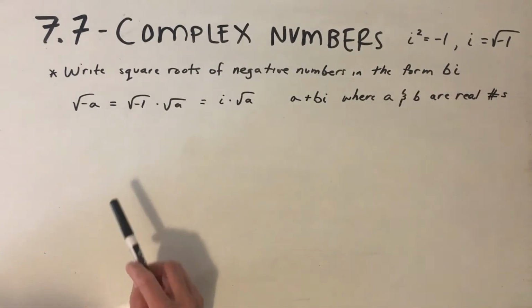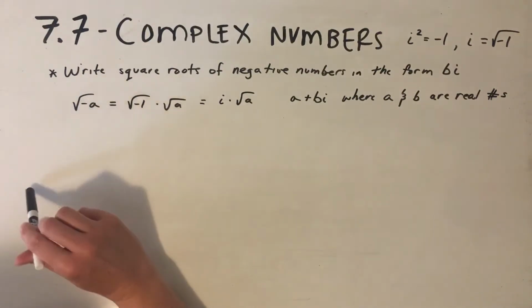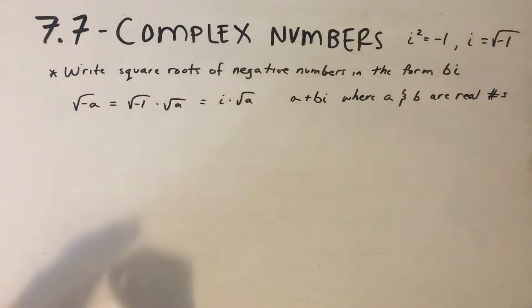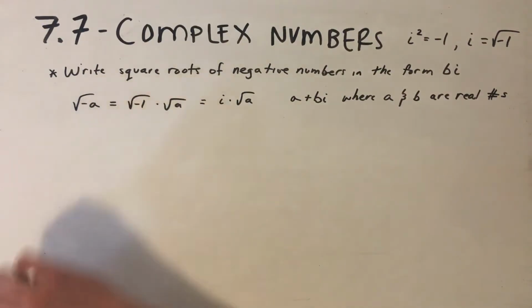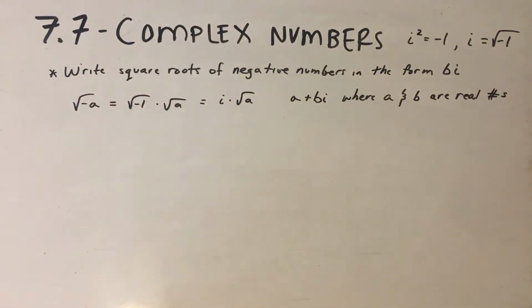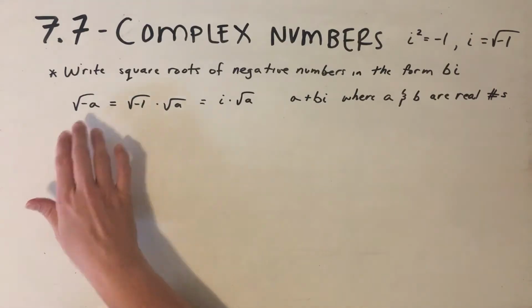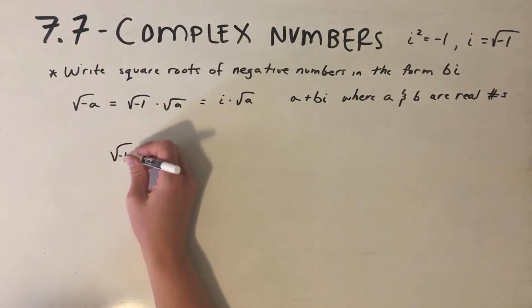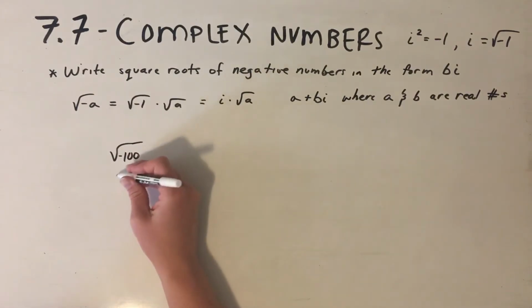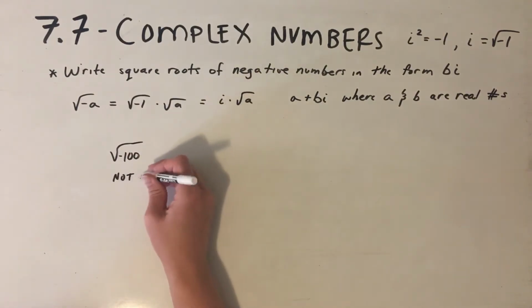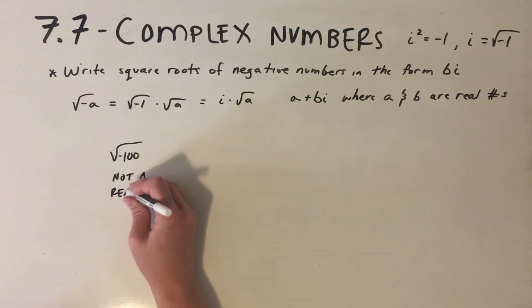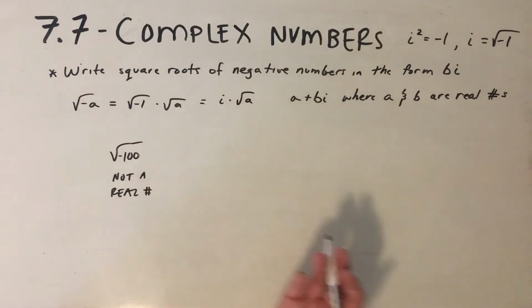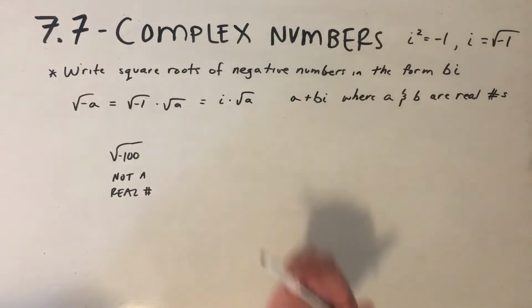So again, for this topic on complex numbers, there's several objectives we're going to go through, and this objective is writing square roots of negative numbers in the form of BI. Well, what does this mean? If I have a square root of a negative number, previously, if you had the square root of, say, -100, we just said, remember how we did this? Not a real number. Well, that's because it's a complex number.